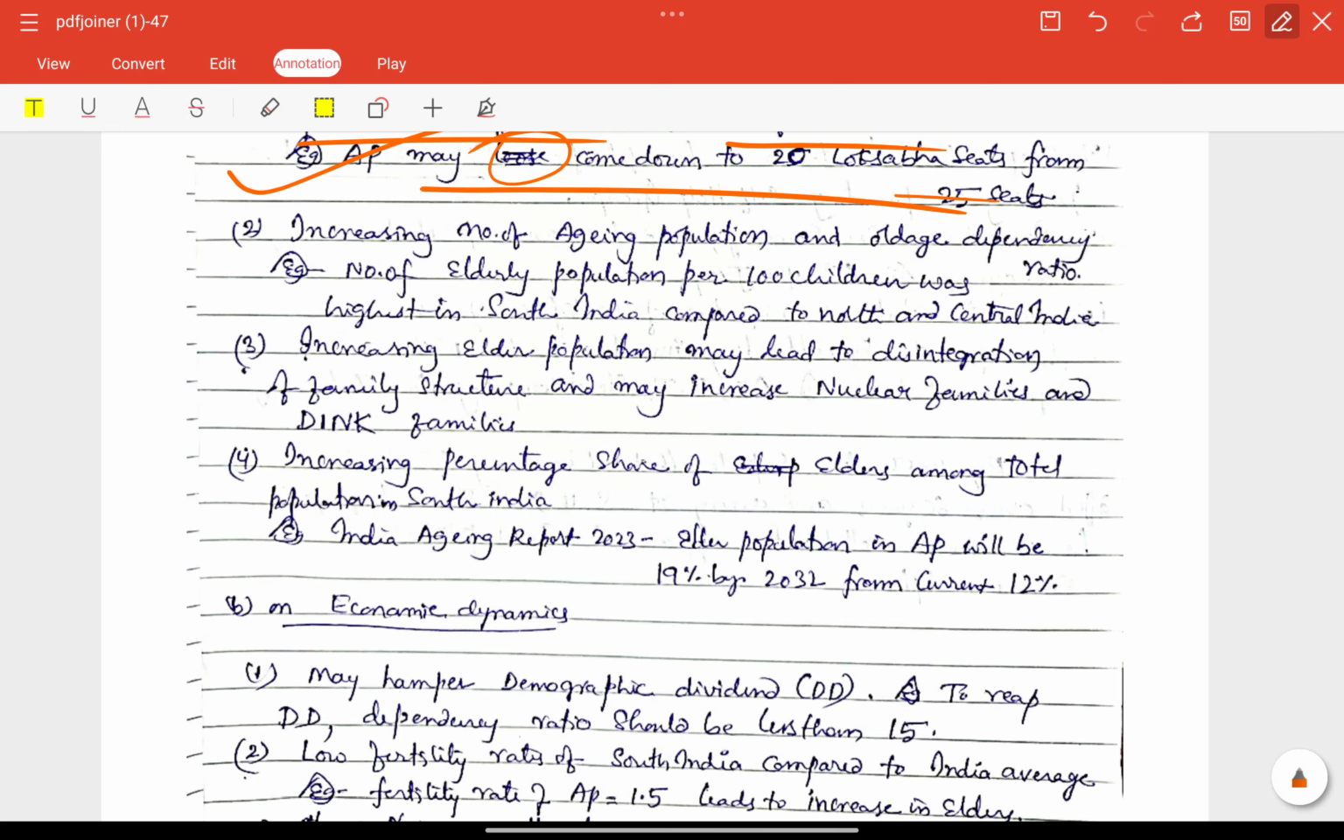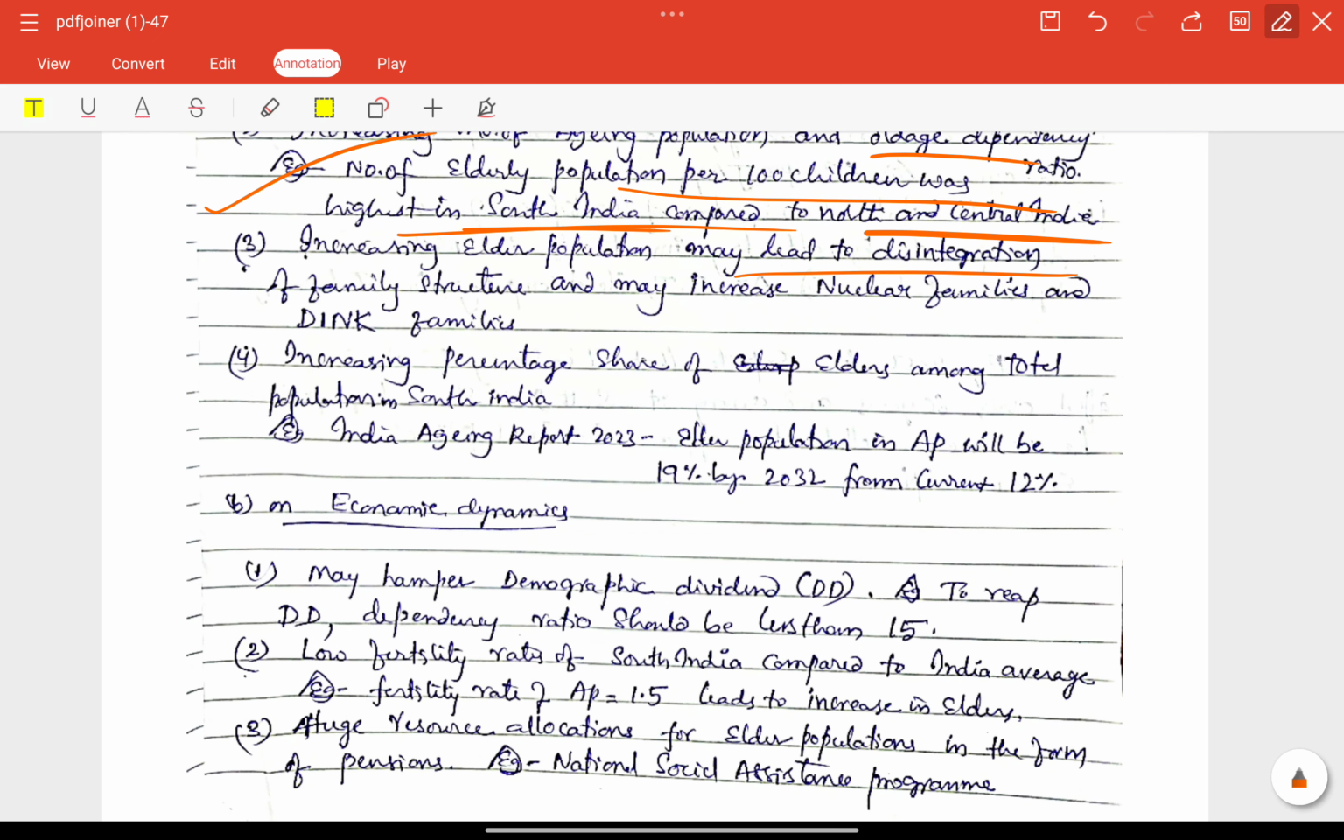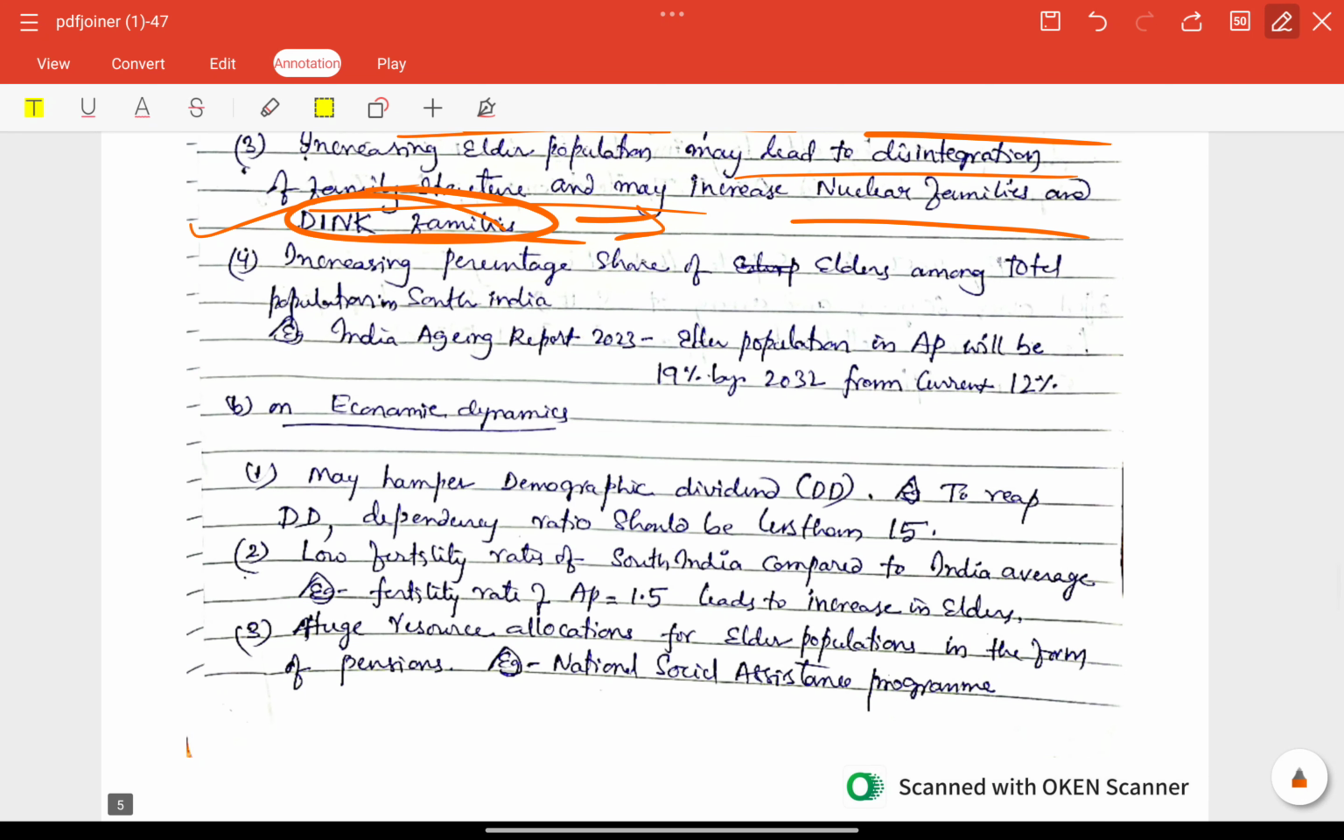And also increasing number of aging population and old age dependency ratio, number of elderly population per 100 children was the ratio highest in southern India compared to north and central India. Very good. Increasing elderly population may lead to disintegration of family structure and may increase nuclear families and link families. Recently we are seeing this culture. Increasing percentage share of elders among total population in South India, especially India Ageing Report, is also included here. Very good. So here link means dual income, no kids.